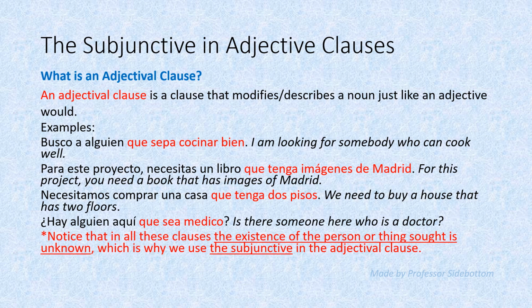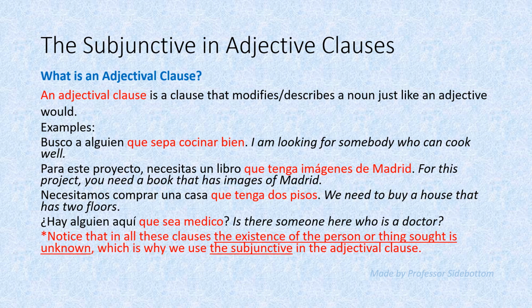And here are some examples. Busco a alguien que sepa cocinar bien. I'm looking for somebody who can cook well. Para este proyecto necesitas un libro que tenga imágenes de Madrid. For this project, you need a book that has images of Madrid. Necesitamos comprar una casa que tenga 2 pisos. We need to buy a house that has 2 floors.